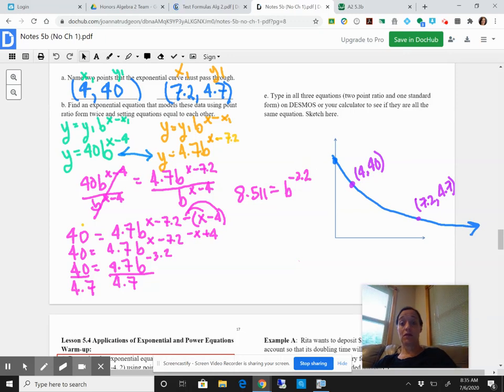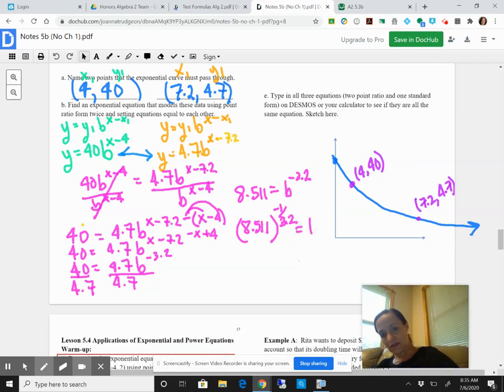Now this is a power function, so to solve for b, I'm going to raise both sides, this looks a little messy, to the reciprocal, which is negative 1 over 3.2, or you could say 1 over negative 3.2, it doesn't really matter. B, and this is negative 3.2, raised to the reciprocal. This is how I get rid of that ugly exponent, negative 1 over 3.2. When you raise a power to a power, you're just going to get b.